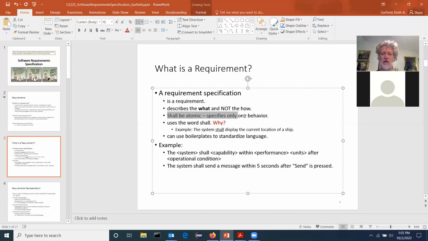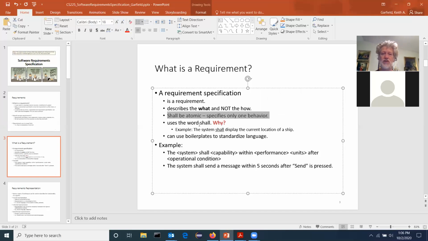Shall be atomic. What do I mean by atomic? I mean, you can't break it apart. If the word and shows up in your requirement, it's probably not a good requirement because what you're probably saying is two things. It should be broken up into two requirements. The product shall do this and that. Okay, that's two requirements. The product shall do this. Separate requirement is the product shall do that.